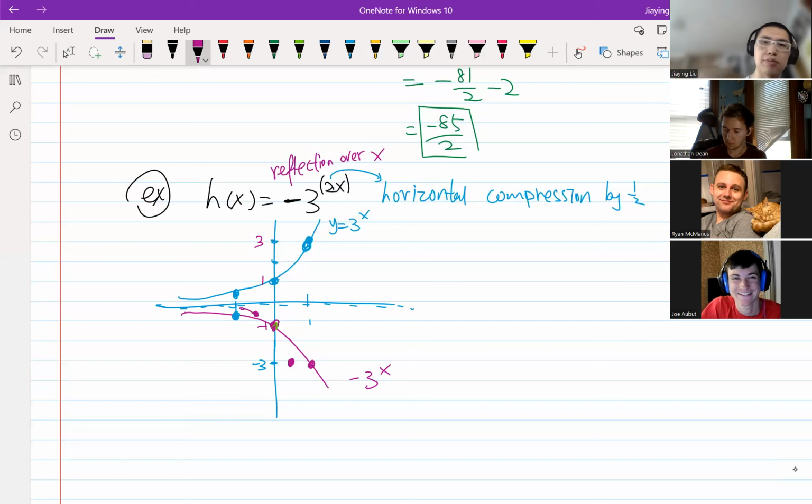So I'm going to use a different color. We get this new point here, this point, and then this point. If I graph it correctly, I get this graph. So that's a horizontal compression by half.